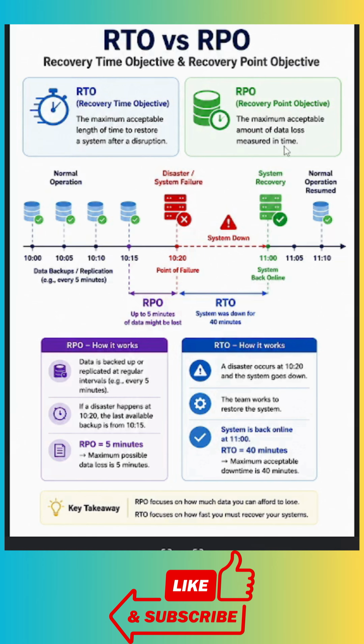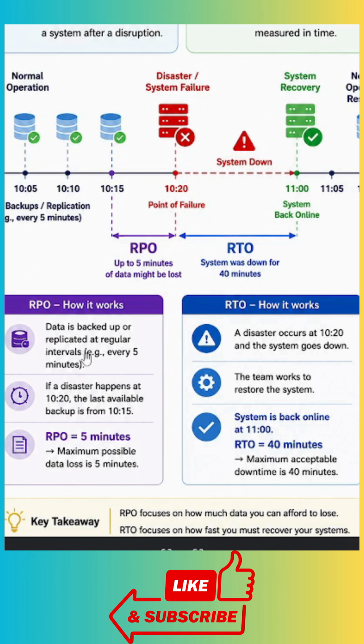And what is recovery point objective? The amount of data loss. That is the amount of data loss measured in time. Say suppose I do backup regularly at an interval of every 5 minutes, and if a disaster happens at 10:20, then the last available backup is 10:15. So my RPO is 5 minutes.